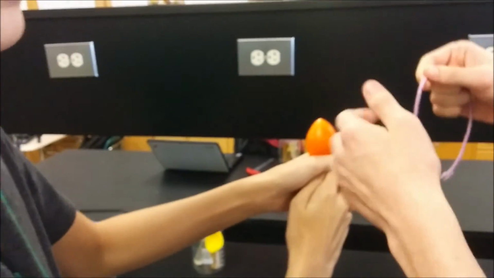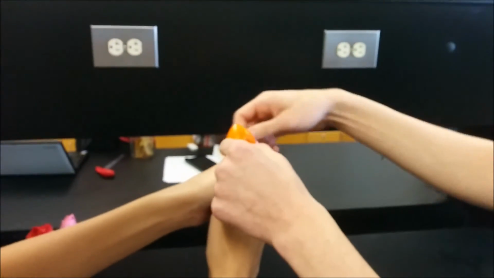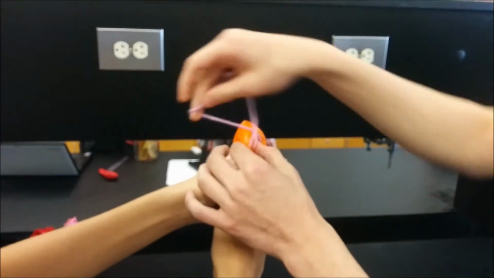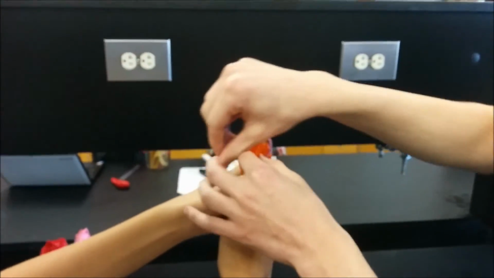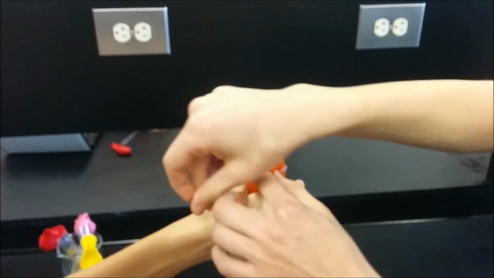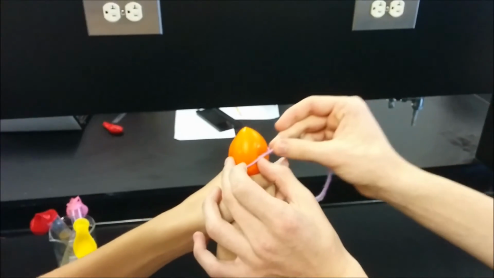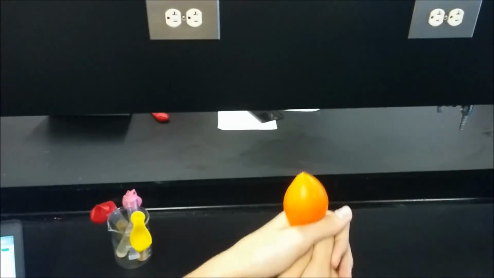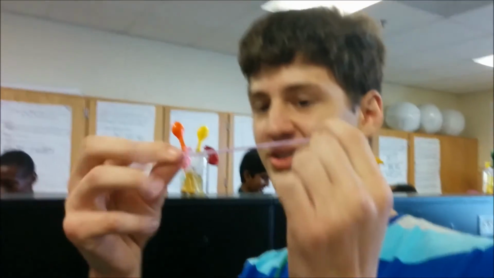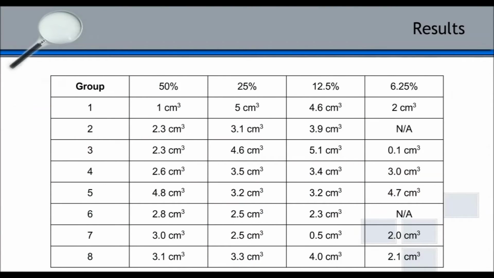Yes. So what are you guys doing? So we take this, and we go like this, and then we wrap it around. Make sure you get it. And so now we know that this is the distance. And then you put it like this, and then you measure it with a little ruler.